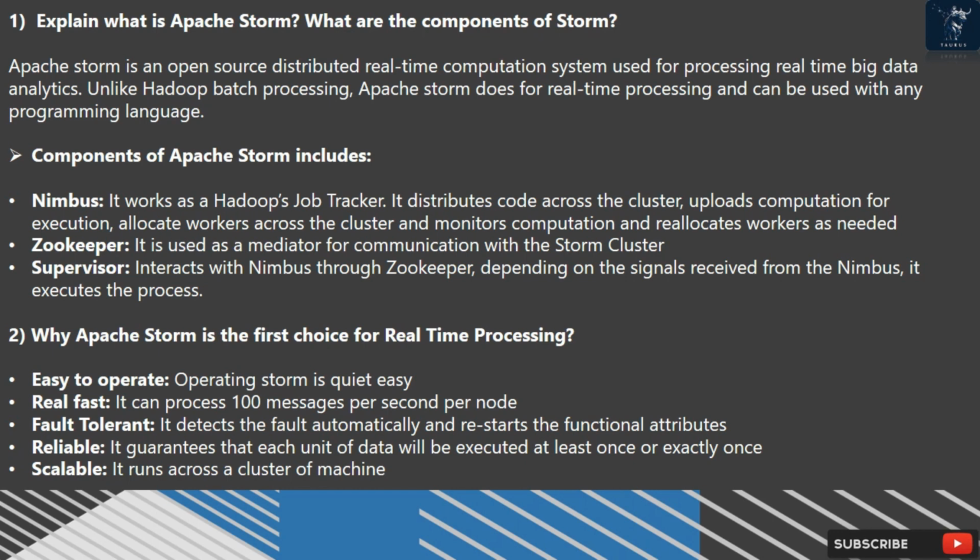2. Why is Apache Storm the first choice for real-time processing? Easy to operate. Operating Storm is quite easy. Real fast. It can process 100 messages per second per node. Fault tolerant. It detects the fault automatically and restarts the functional attributes. Reliable. It guarantees that each unit of data will be executed at least once or exactly once. Scalable. It runs across a cluster of machines.